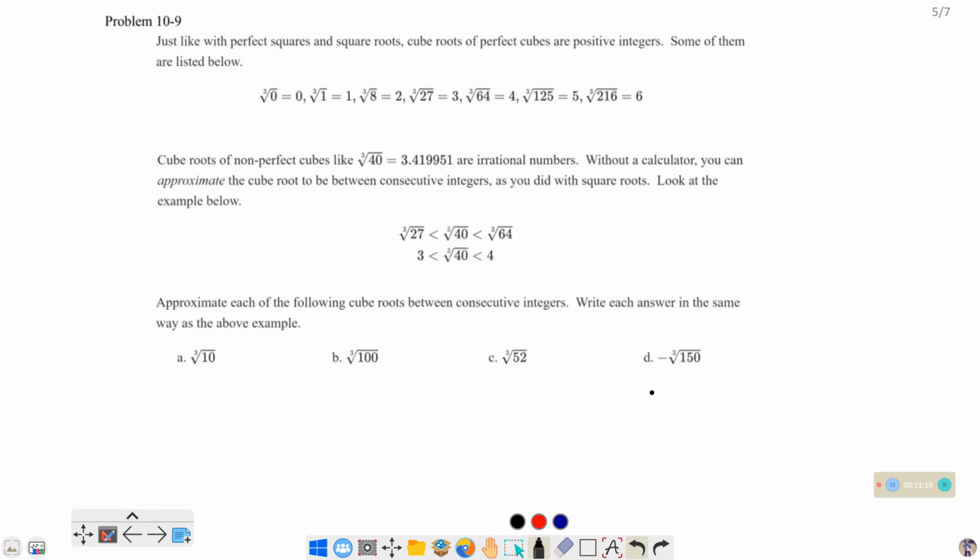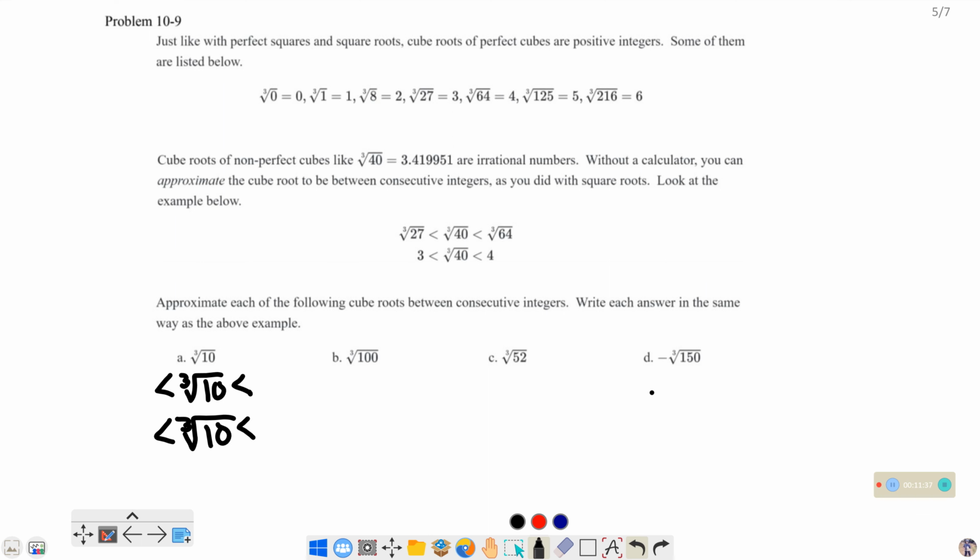So here's what I want you to start by doing. Start by writing the cube root twice. The cube root of 10 is between. The cube root of 10 is between.